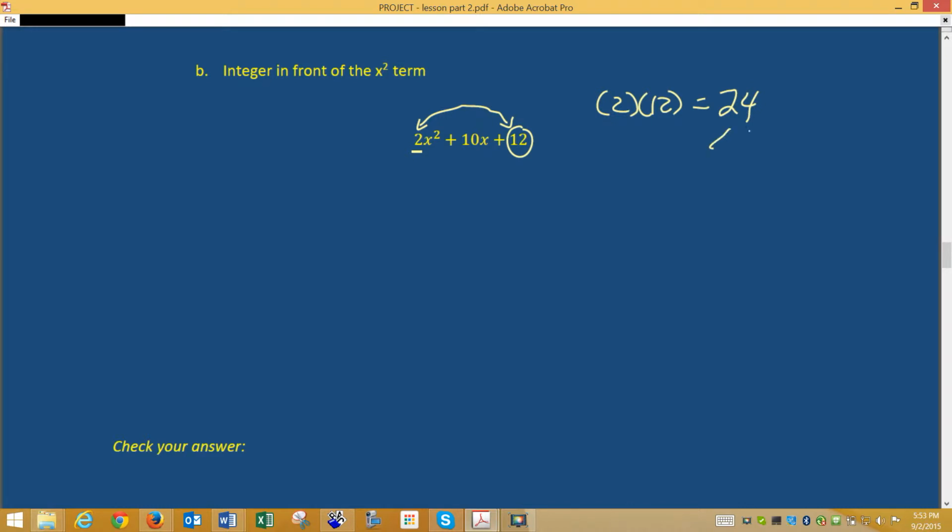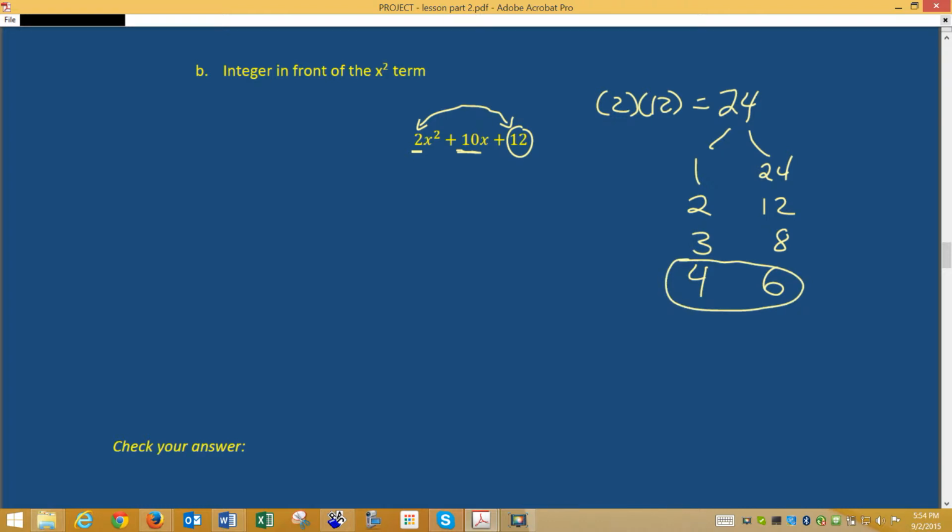So I'm going to start doing that. But again, our goal is to find factors that add to 10, the middle number. So we've got 1 and 24. We've got 2 and 12. 3 times 8. And 4 times 6. Okay. And the numbers that could add to give 10 would be 4 plus 6 gives us 10.